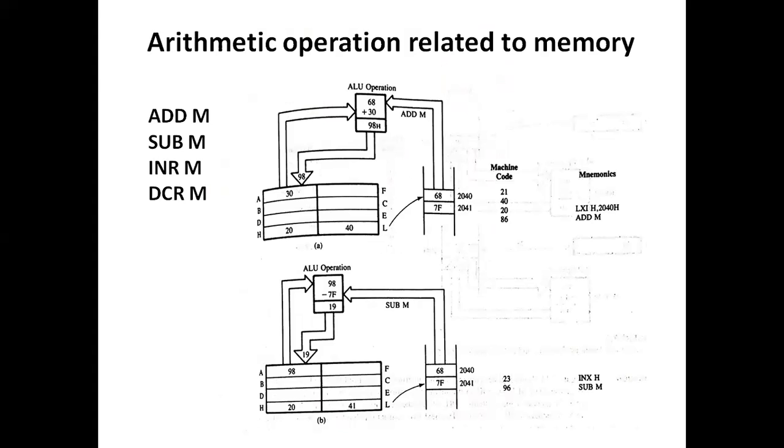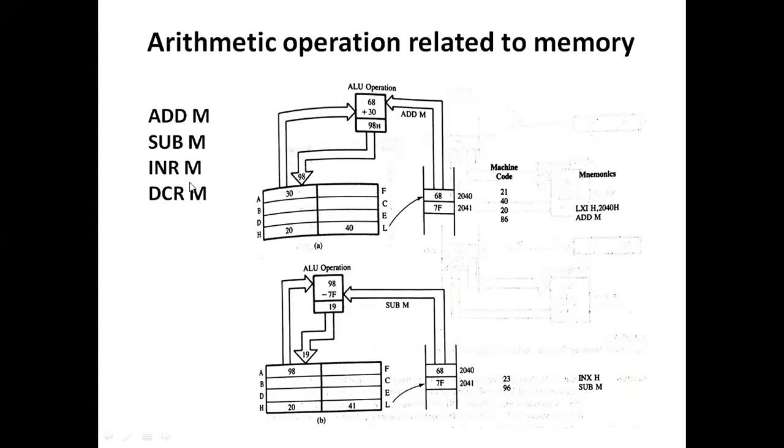Now, there are arithmetic operations which are related with the memory, as discussed earlier also. We have 4 such instructions: add M, subtract M, increment M, and decrement M. Add M, it is going to add the content of memory with the content of accumulator and store the result in the accumulator. Now again the question is, which memory? The memory whose address is present in the HL pair. Similarly, subtract M, it is going to subtract the content of the memory from the accumulator and store the result in the accumulator. Which memory? Whose address is present in the HL pair.